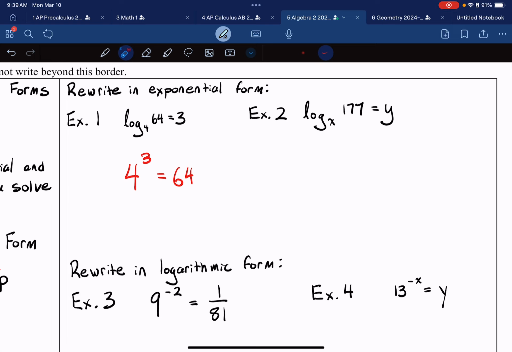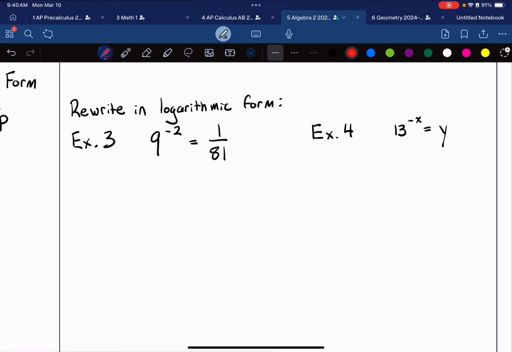You can verify it for some of these problems where you don't have a bunch of variables. For this one you can verify it actually works: 4 cubed is indeed equal to 64. If you don't have that memorized, you should go practice your perfect cubes on Bluekit. In example 2, you're going to do the same thing. I have a base of x. Again, I'm going to switch the 177 and the y, so the y is now on the left-hand side. So this is x to the power of y, and the answer is equal to 177.